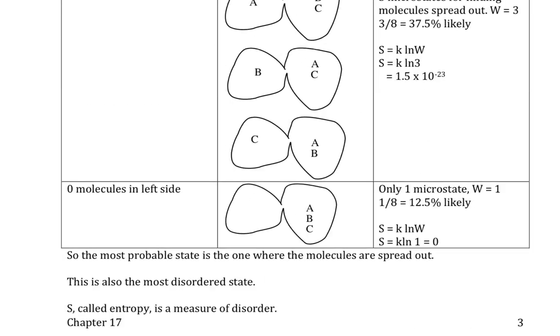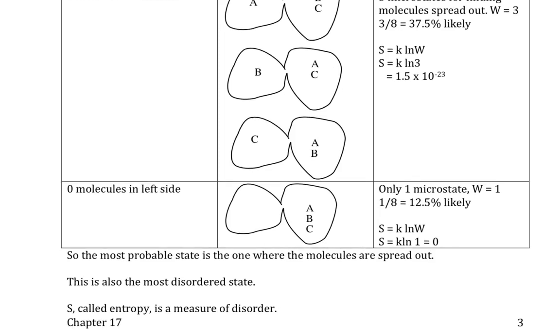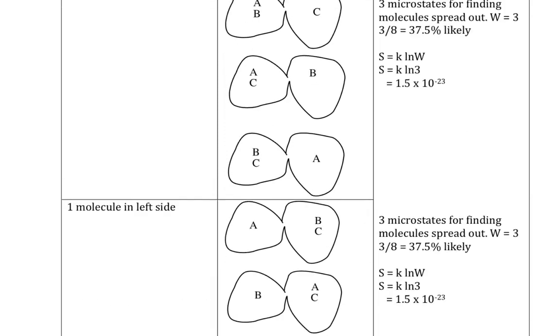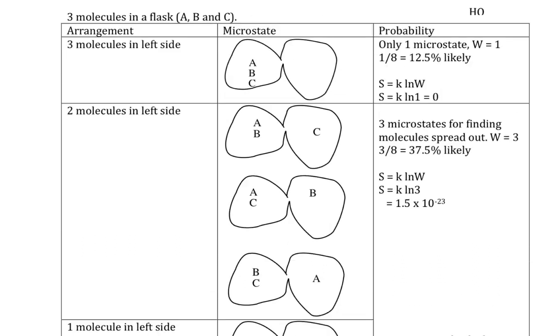1 molecule on the left side, well, we have the possibility of A there, B and C on the other side, or B on the left, A and C on the right, or C on the left, A and B on the right. So we have 3 microstates for this arrangement. That means W is 3. No molecules on the left side. Well, there's only one possible microstate. W is 1. So if we count all of our microstates, 1, 2, 3, 4, 5, 6, 7, 8, we get that there are 8 microstates.